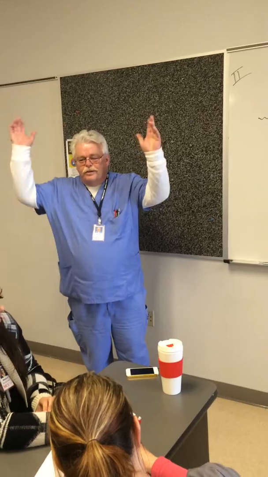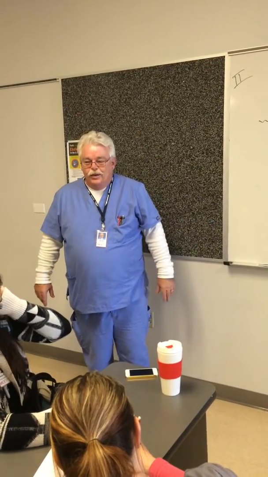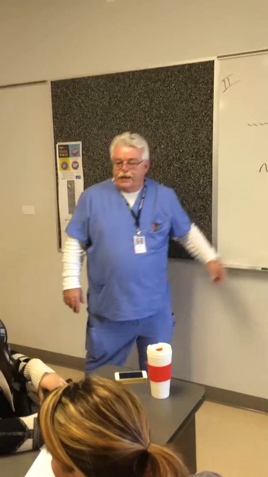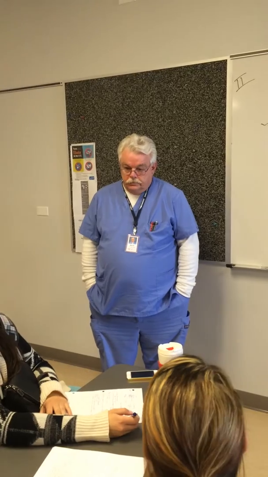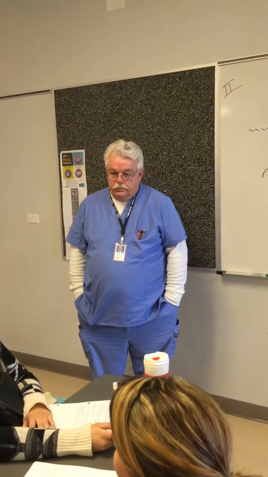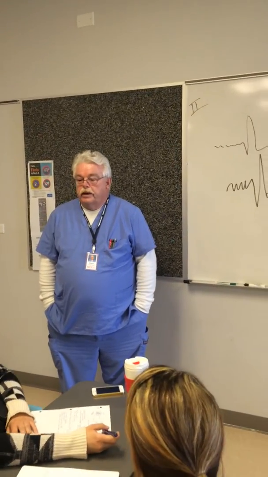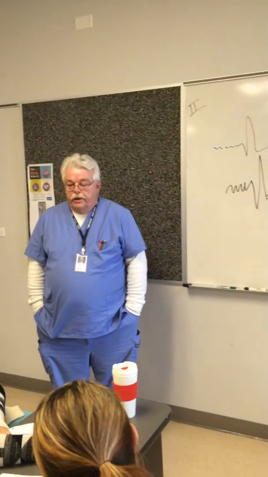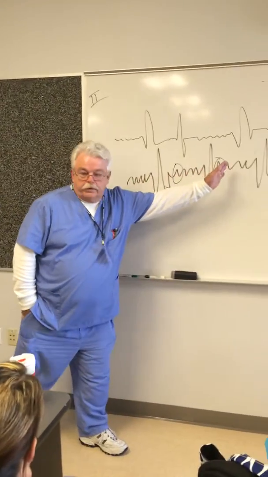So to determine between our AFib up top and our A flutter on bottom, our AFib is irregular and our A flutter may or may not be irregular. The big giveaway is what's going on between the QRSs.